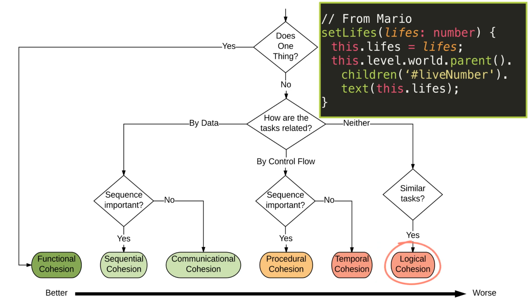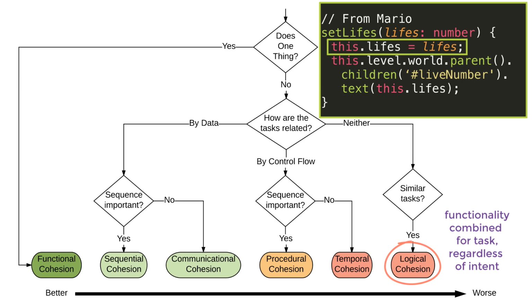Logical cohesion occurs when different pieces of functionality are combined because they contribute to the same task, even if their intent is different. For instance, the set lives method in Mario exhibits logical cohesion because while it might make sense for Mario to track how many lives he has remaining, it does not make sense for Mario to reach deeply into the level class to update the life count on the screen. In this case, the life displaying functionality would be better served in the level class itself rather than in Mario. For instance, if level changed its internal structure for displaying the life count, the Mario class would also have to be modified, indicating the change is not well isolated.